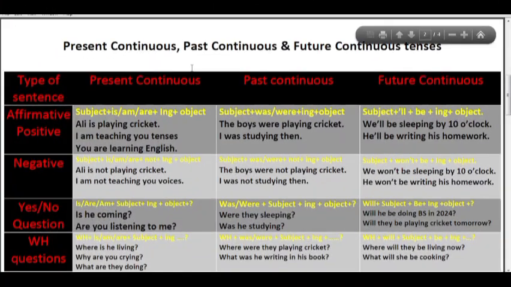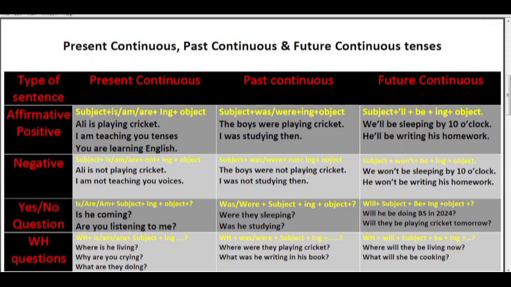Next we have continuous tenses. So again we have three continuous tenses: present continuous, past continuous, and future continuous. Now for affirmative or positive sentences in present continuous tense, we have three helping verbs. So subject followed by is, am, and are.